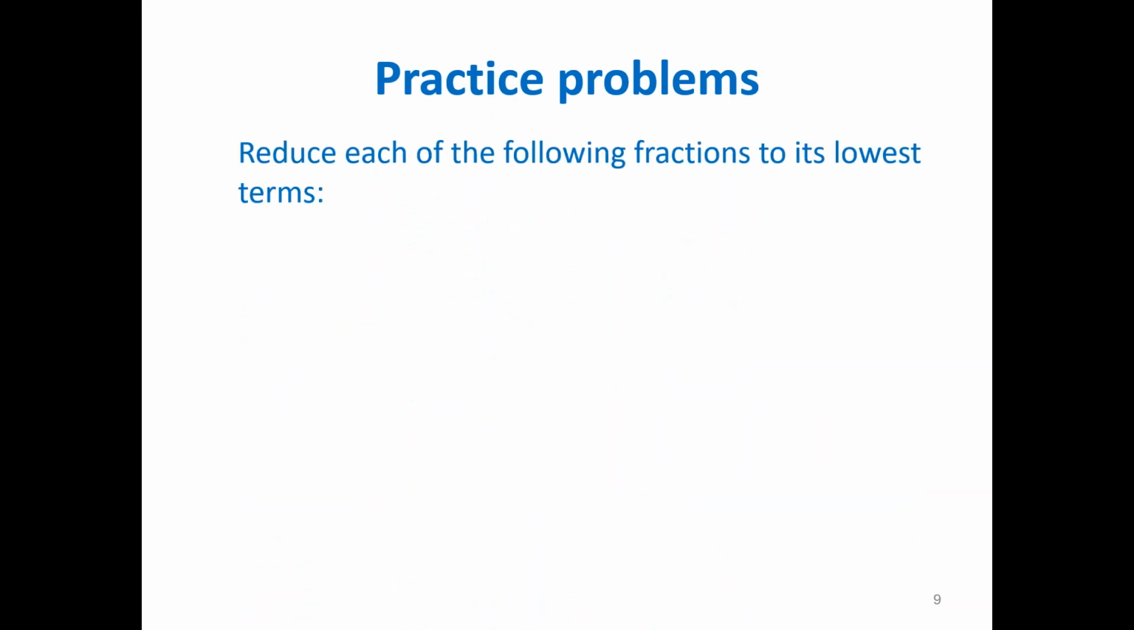Let's see these practice problems. Reduce each of the following fractions to its lowest terms. This numerical fraction, 9 by 15. So again, you can say 9 divided by 3, and 15 divided by 3, because the common factor between 9 and 15 is 3. So 9 divided by 3 is 3, 15 divided by 3 is 5. So this is the answer.